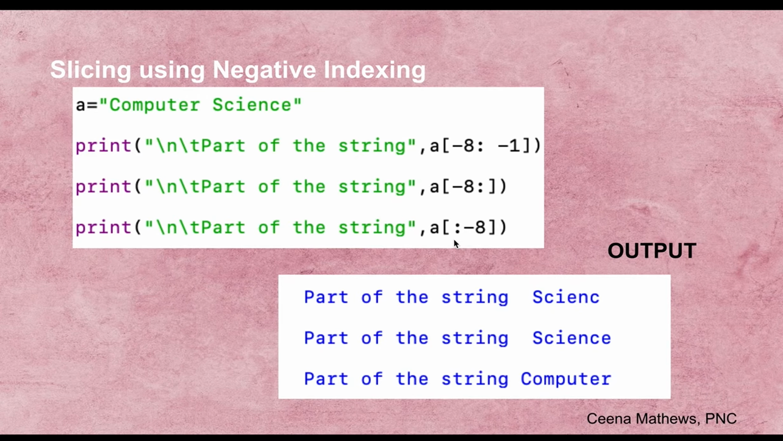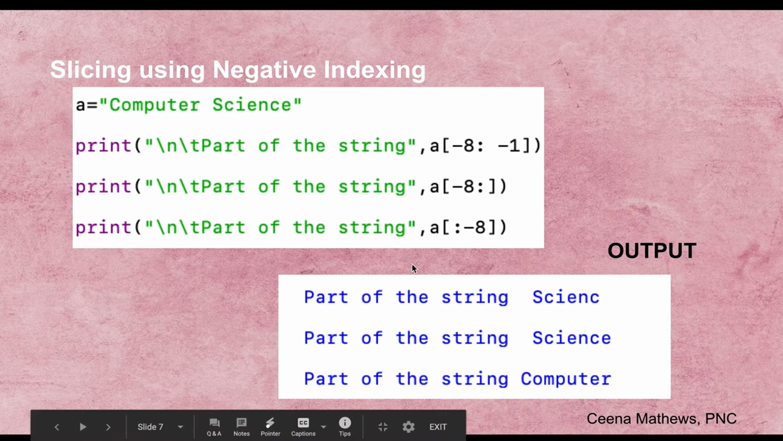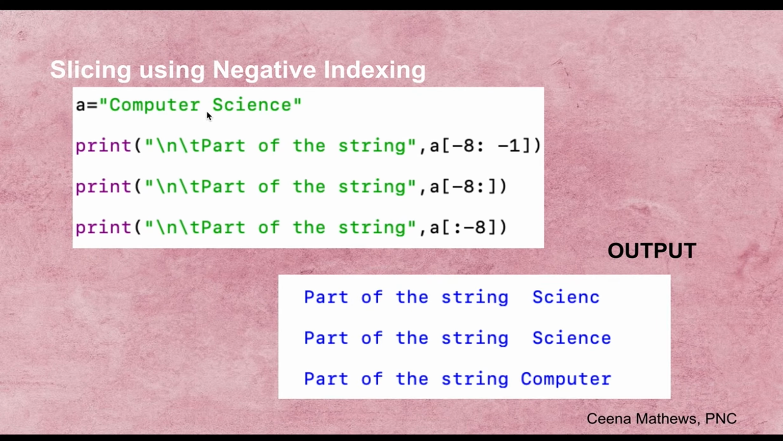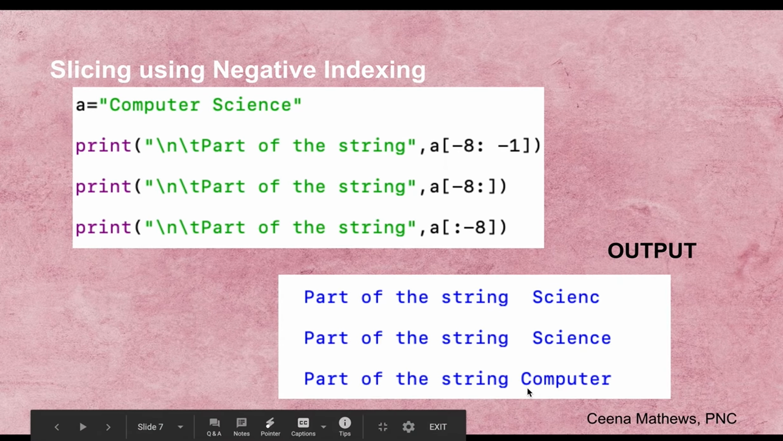And here the third print, start index is not given, so by default it will be taken as 0, that is it will begin from the starting C to -8, which represents up to -8, so that is space. So all characters from C to R are printed, and you can see in the output that is computer.